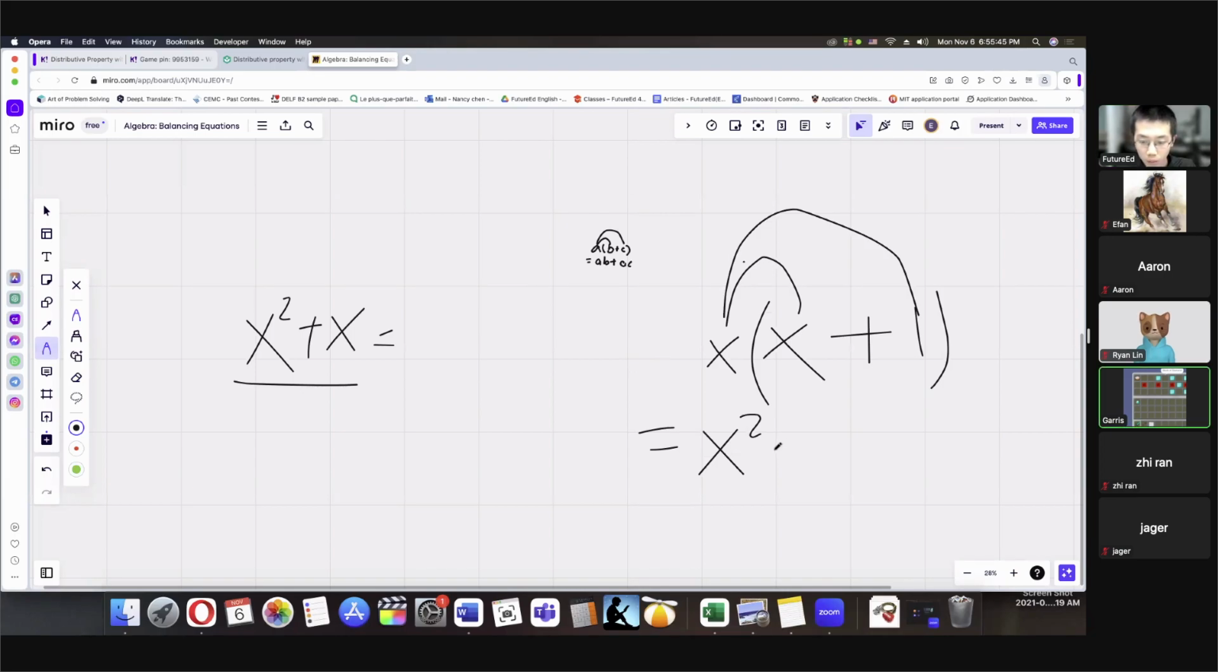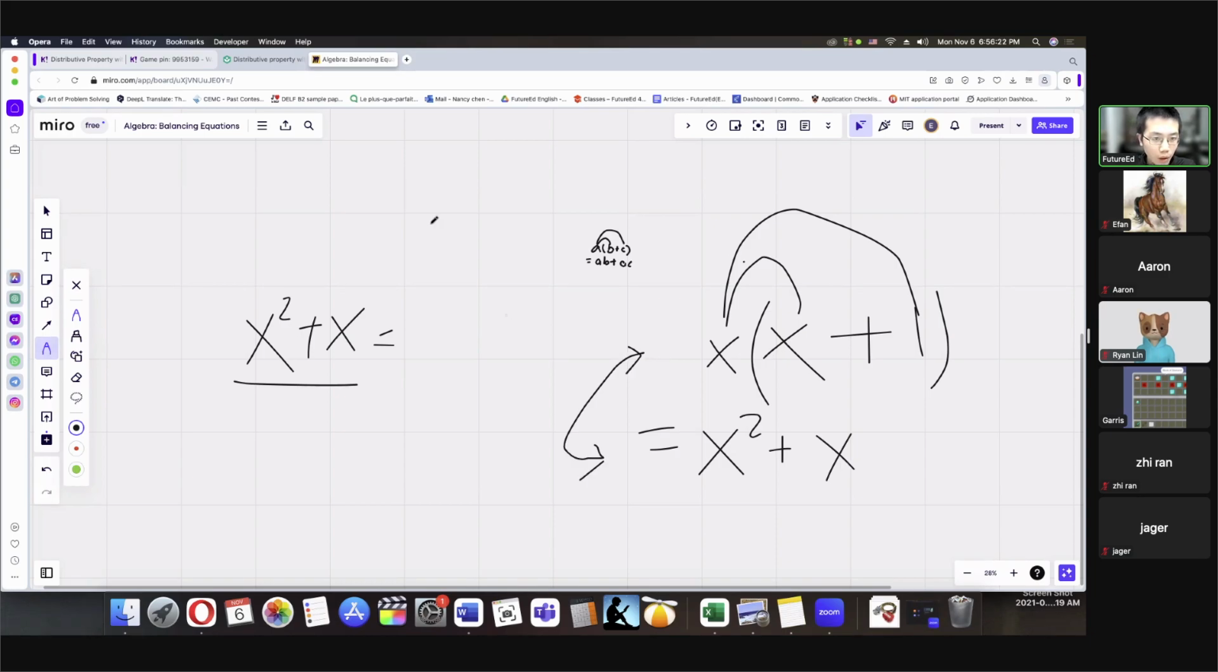Remember, anything times 1 is just itself. So x times 1 is just x. So we see how we went from x squared plus x to x times x plus 1, and then we went back to x squared plus x, which means these two are interchangeable, right?